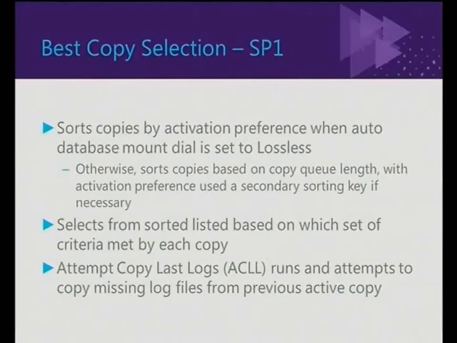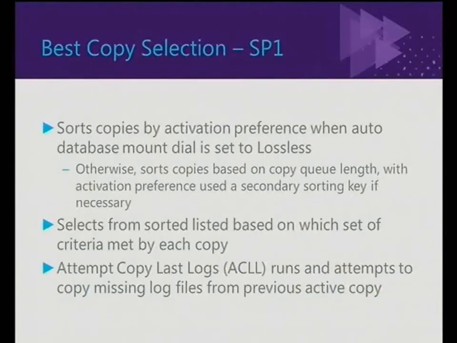So in other words, when the administrator said they won't tolerate data loss, then we're giving more meaning to their activation preference setting. We're saying, well, you've already said you won't tolerate data loss, so we don't need to sort by copy queue length. We'll hope that ACL will get all the log files for you, but we can't use that as a sorting criteria anymore because ideally, you're going for a copy queue length of 0. So instead, we use activation preference as a sorting criteria, again, with the lower number being higher in the list.